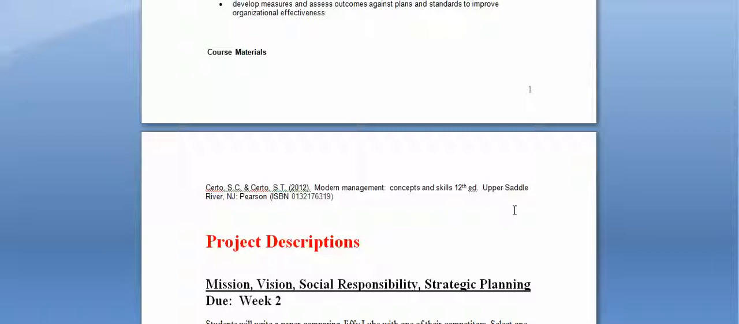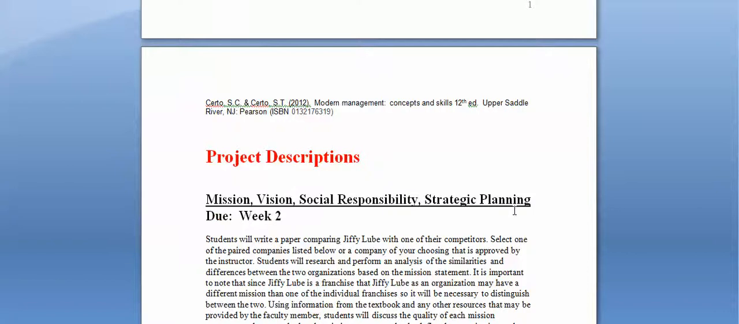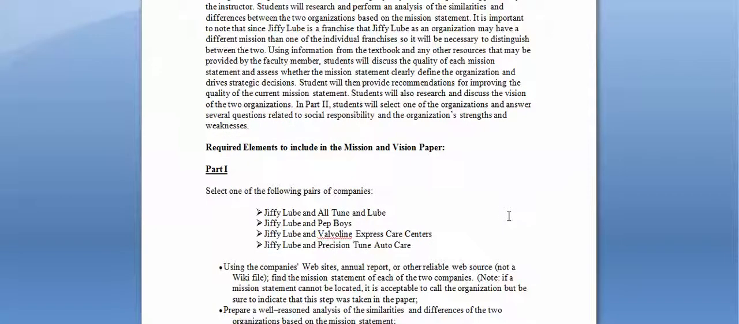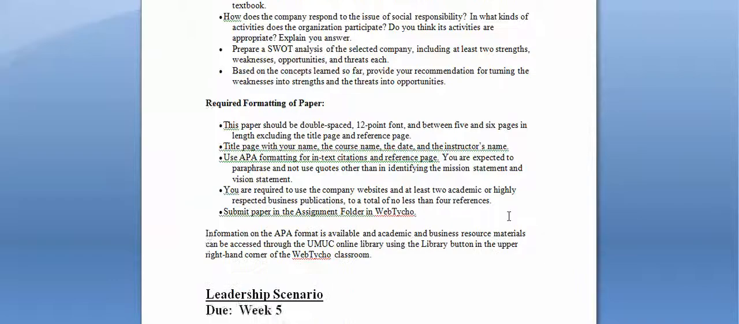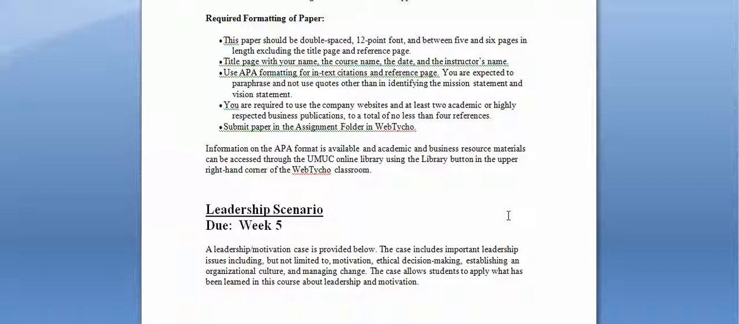There are 4 assignments due in this class: 1 is a group project and 3 are individual, and the videos will individually focus on each of these projects. Next week you can expect to see a video that will focus solely on the mission, vision, social responsibility, and strategic planning project. That's an individual paper that's due in week 2. I'm not going to spend any time on that now, but during week 1, please read through it and let me know if you have any questions. You can post those questions in the WebTycho classroom under the Q&A section, or send a private message to the instructor.